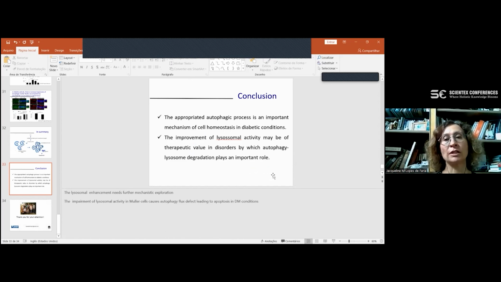In conclusion, the appropriate autophagic process is an important mechanism of cell homeostasis in diabetic conditions. The improvement of lysosomal activity may be of therapeutic value in disorders in which autophagy lysosome degradation plays an important role.